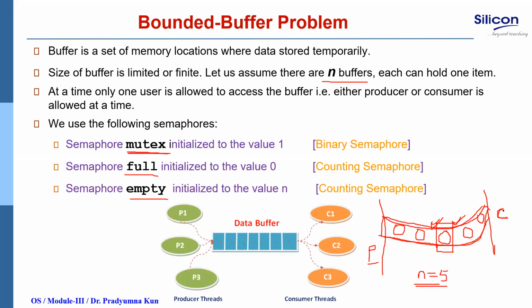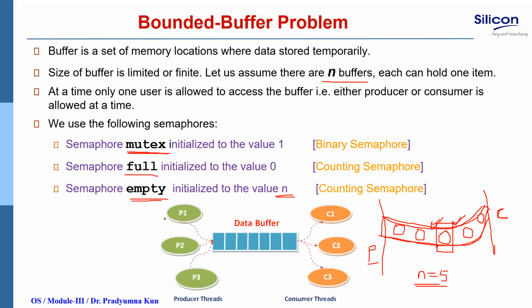Initially all slots are empty, so full is 0. Every time a producer produces an item, full is incremented by 1. Similarly, we take one more counting semaphore, called empty. Empty is initialized to what? Empty is n, which means all are empty initially. It is initialized to n. Whenever one item is consumed, the empty will be decremented.